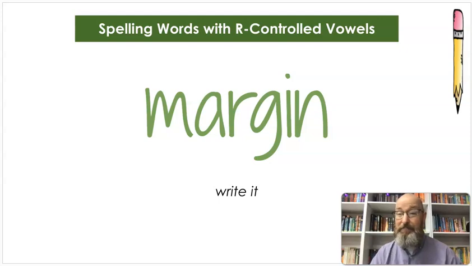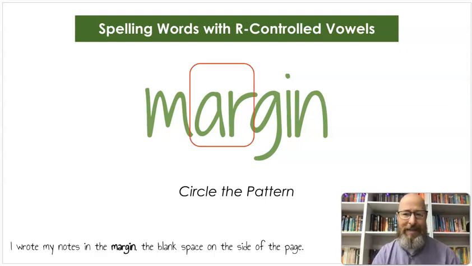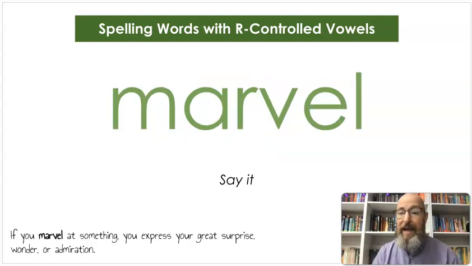M-A-R-G-I-N. Can you already find the R-controlled vowel? A-R again. And it says R. Mar. I wrote my notes in the margin, the blank space on the side of the page. Our next word is marvel. Say marvel.